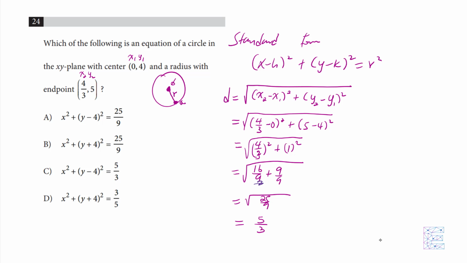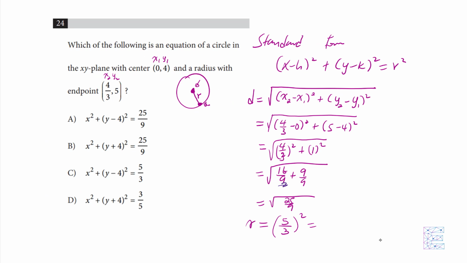So our formula says that we have to square the radius. So if our radius is 5/3, raising this to the second power, right, would give us the radius squared. So that would be 25/9. We know that our r squared is 25/9. That means we can eliminate C and D because they don't give us a radius squared of 25/9. So it's either A or B.